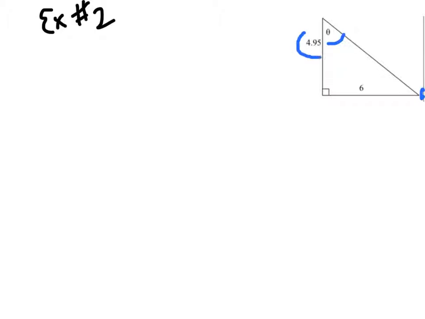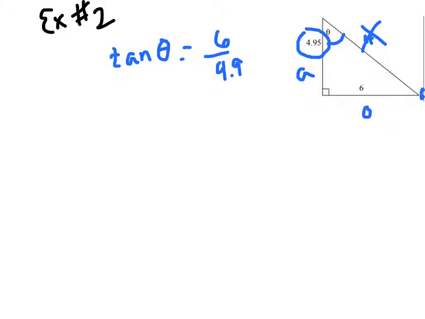This is which side? Let's see, this is adjacent, next to the angle, not the hypotenuse. I don't need it, nor do I care about it. This is the opposite side. So opposite and adjacent is tangent again. So that's the button I'm going to use. Tangent of the unknown angle equals a fraction 6 over 4.95. So I'm going to use my calculator.